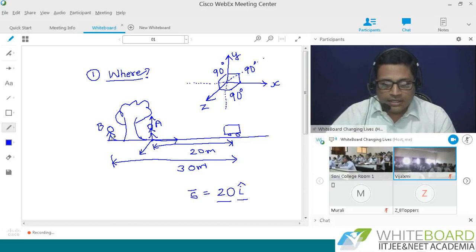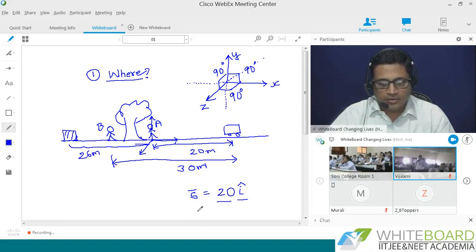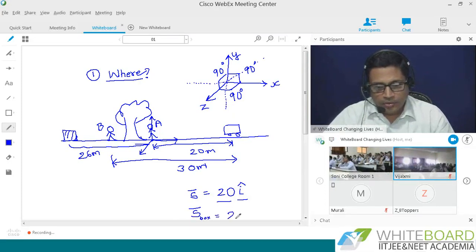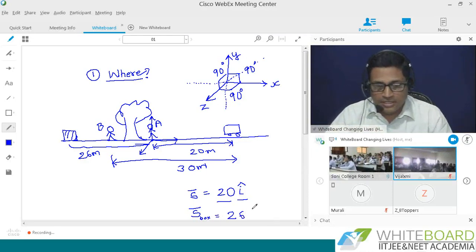So how will you write if there is another car in this direction and you want to observe it, or there is a box kept here at a distance of, let us say, 26 meters? Then how would you write that? You will say the displacement or position of the box is, what will you write here? 26 meters. But I cap is towards the right hand side. Now this is towards the left hand side. So you will write minus I cap. I hope this is clear to you now.